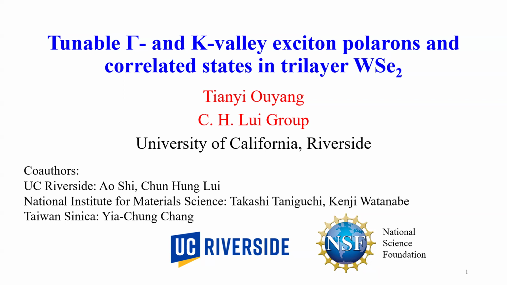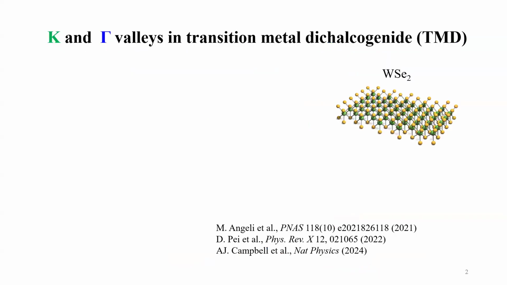Today, my talk is about tunable gamma and K-valley exciton polarons and correlated states in trilayer tungsten diselenide. First, let me briefly introduce the K and gamma valleys in transition metal dichalcogenides, which are called TMDs. In my talk, I only focus on WSe2.